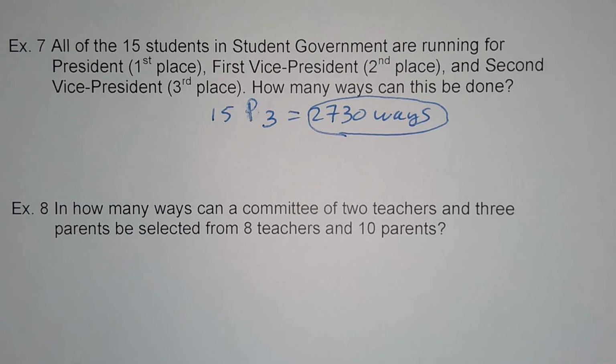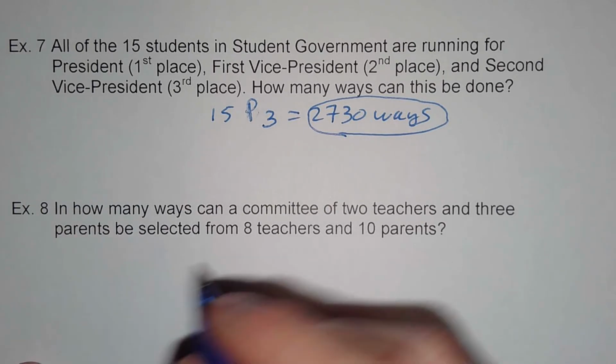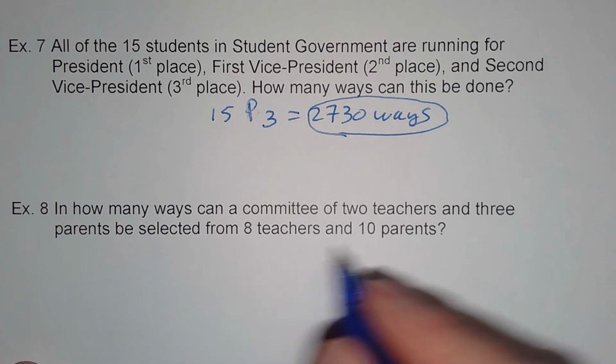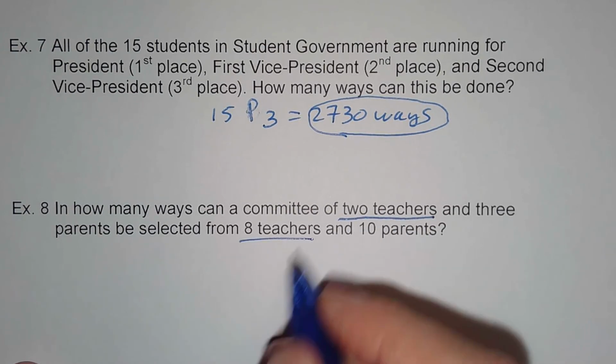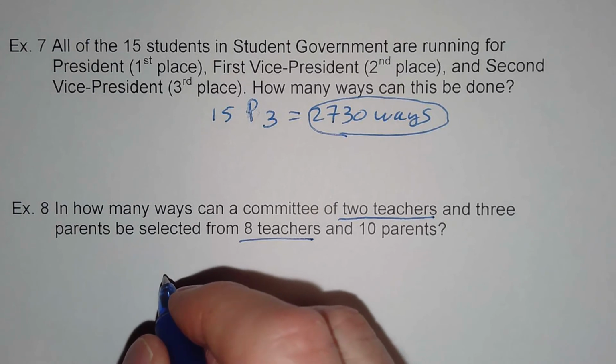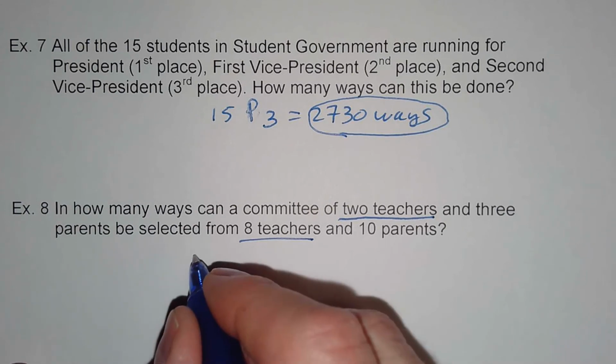Let's try number 8. How many ways can a committee of 2 teachers and 3 parents be selected from 8 teachers and 10 parents? Well, this is really 2 combination problems in one. First, I've got the teachers. I'm selecting 2 from 8. Now, order doesn't matter here, so this is a combination.